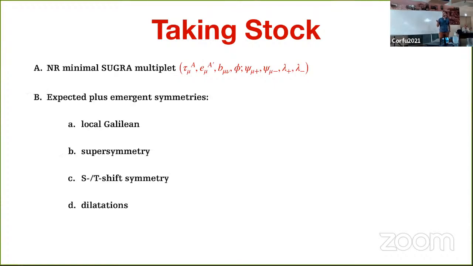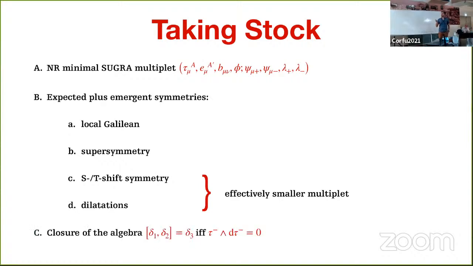Right. So let me briefly summarize what I've said so far. I've introduced a minimal supergravity multiplet, where the bosonic fields are the ones that couple to the non-relativistic string. I added fermionic degrees of freedom. They realize a number of symmetries. Two of them are very much expected. Two of them are somewhat surprising, fermionic and bosonic. But these emergent or accidental symmetries, whatever you want to call them, mean that you're actually working with an effectively smaller multiplet. And then on top of that, you are required to impose this torsion constraint.